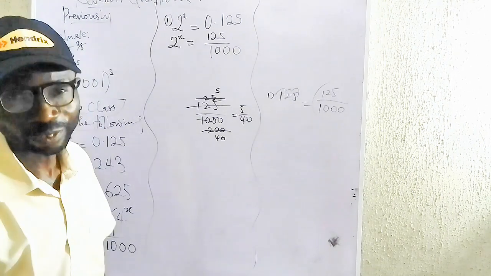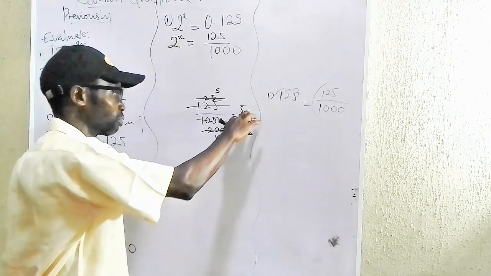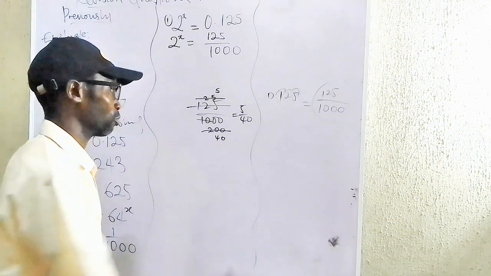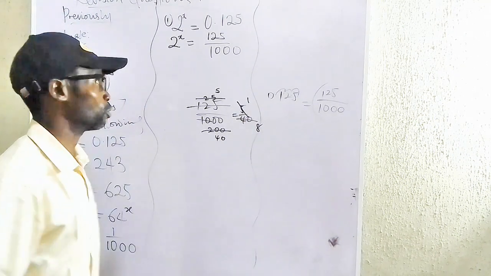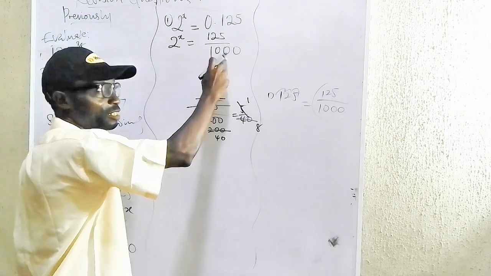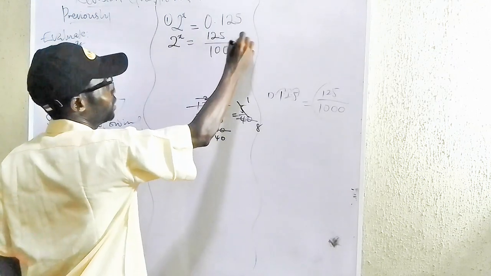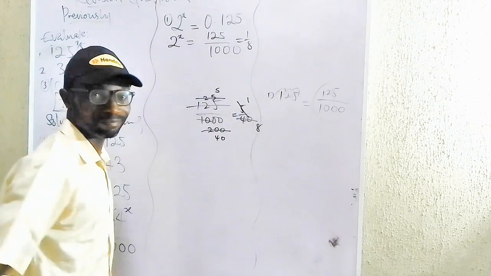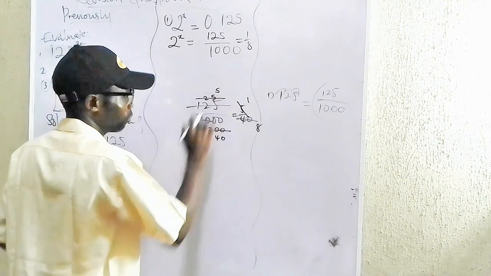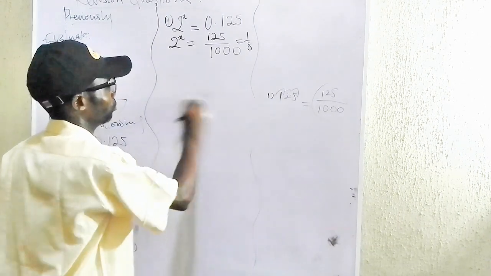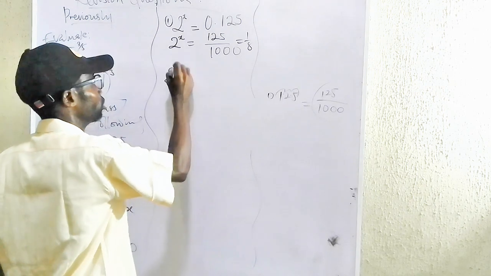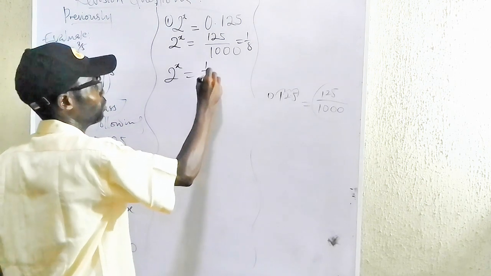Can something still go? Absolutely. Because this is 5 and this is 0, 5 can still go. So 5 into 5 is 1, 5 into 40 is 8. So you now see that this is essentially 1 by 8. So what we have is 2 raised to the power of x equals 1 by 8.